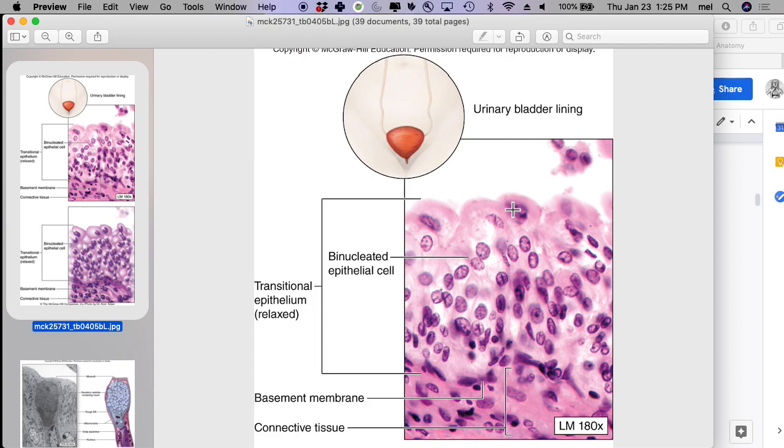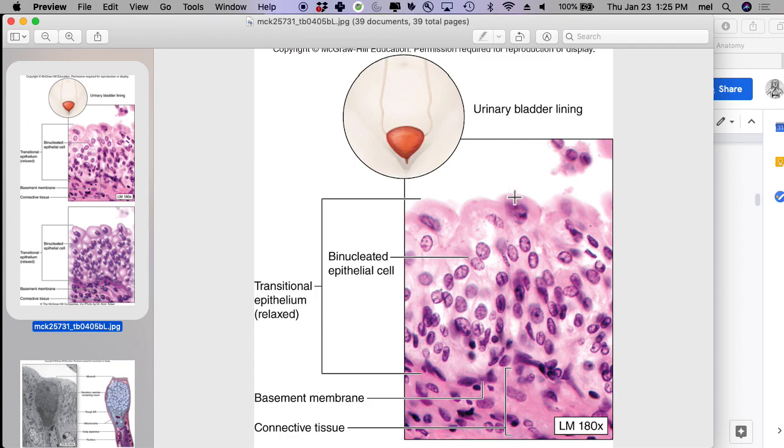And this is the one that lines most of the rest of the urinary tract. Now, not inside the kidneys. That's a different kind of tissue. But ureters, and ureters lead from kidney to urinary bladder, which is your holding tank, and then urethra on the way out, all lined with this, except for that little portion that we talked about in the male, and this is called transitional epithelium. Now, can you tell it's an epithelium by looking at it?